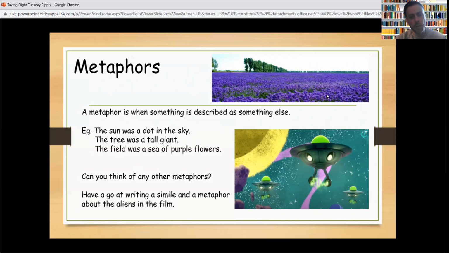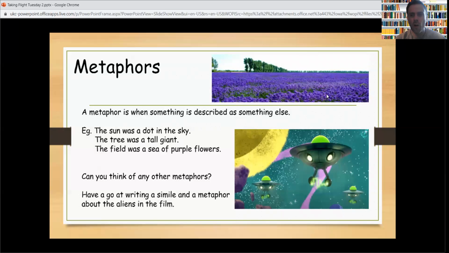Right. I want you to have a little think of any other metaphors of your own. Maybe some you know about, maybe some that you can come up with. And I want you to have a go at writing a simile and a metaphor about the aliens in the film. So you might say the aliens were as something as something. You might say the aliens were like something. You might say the alien spaceships were this, even though they're just alien spaceships. Have a little go at that one.